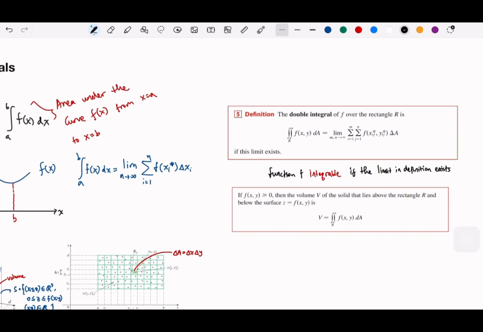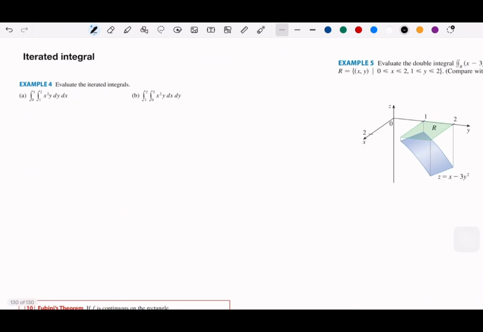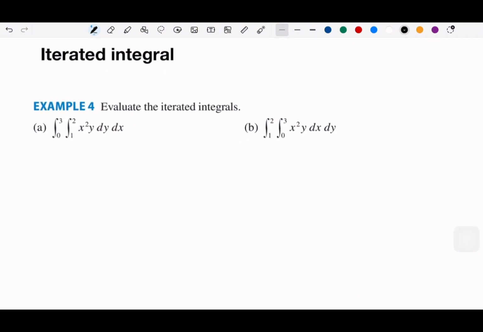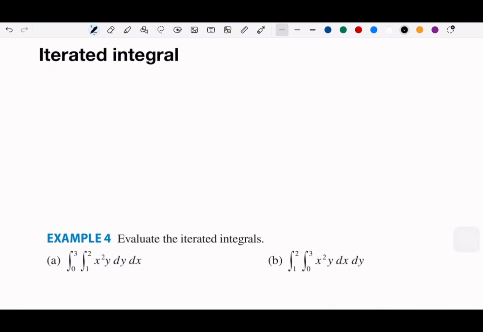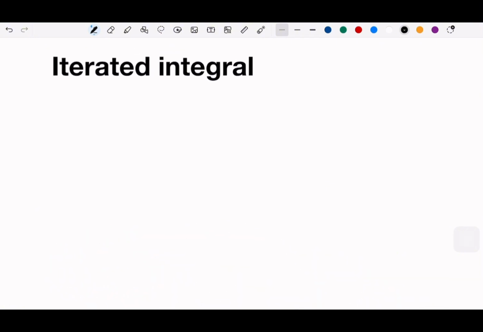Let me continue this part. Suppose that we have these two examples. How to evaluate? Basically, let me start by writing some notes first. If we have, for example, a, b, c, d, and this is f(x, y), and suppose this is dy dx.